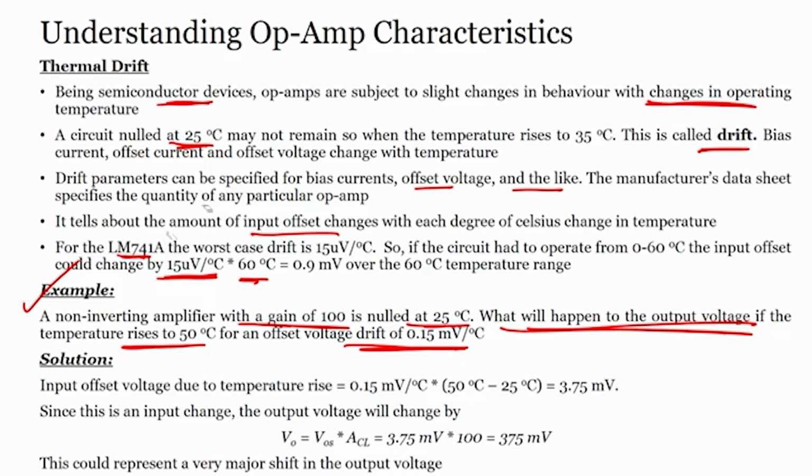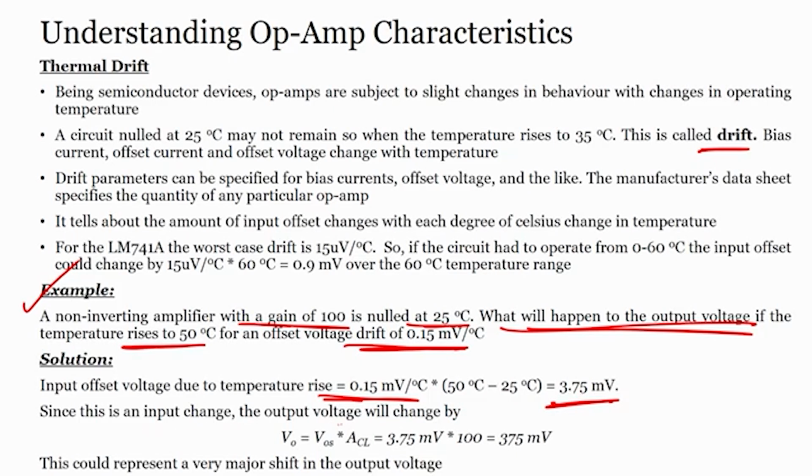The non-inverting amplifier has a gain of 100 and is nulled at 25 degrees centigrade, so our output voltage is 0 and everything is taken care of. But what happens to the output voltage if the temperature rises to 50 degrees, double of 25, for an offset voltage drift of 0.15 millivolts per degree centigrade? The input voltage change due to temperature rise is 0.15 millivolts per degree centigrade times (50 minus 25), which is 25, equal to 3.75 millivolts.